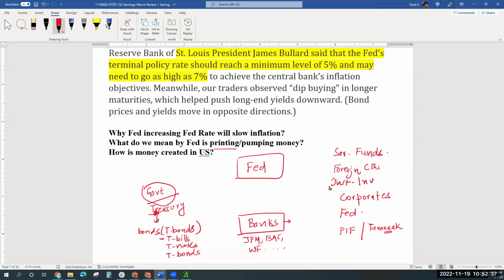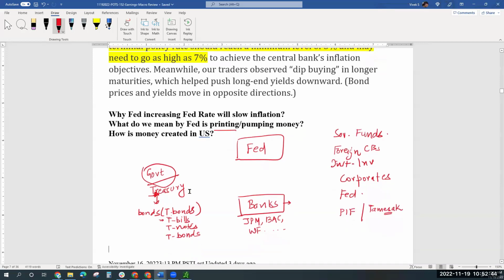Mutual funds hold it, pension funds hold it, but if they don't want to buy it, we saw in 2020 the Fed stepped in a big way and started buying bonds. And that's why when we talk about the Fed increasing its balance sheet, it essentially means that the Fed is buying a lot of these assets.